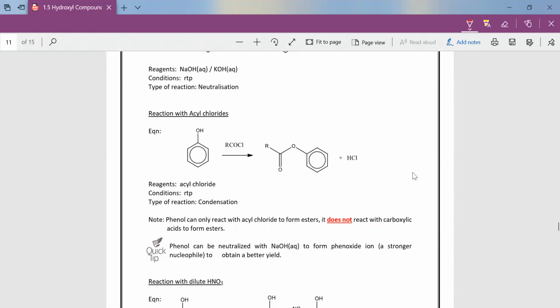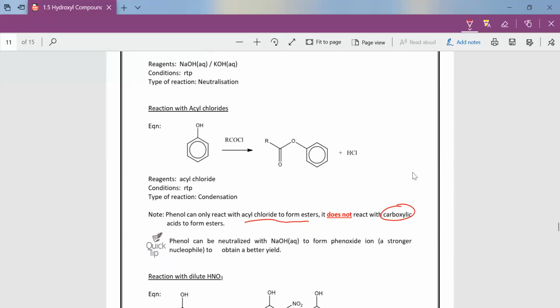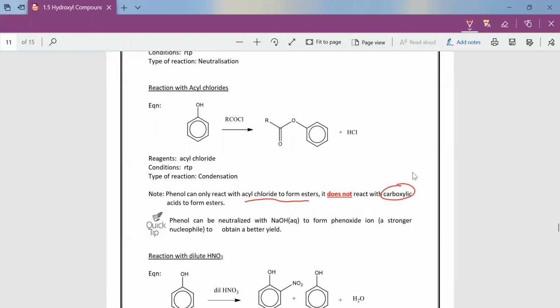Phenol also reacts with acyl chloride, which is an acid derivative. Remember, phenol can only react with acyl chloride to form ester. It cannot react with carboxylic acid. It's not strong enough. So if you want to make phenol a better nucleophile, you can neutralize it with NaOH. Then you get the phenoxide, which is a stronger nucleophile.